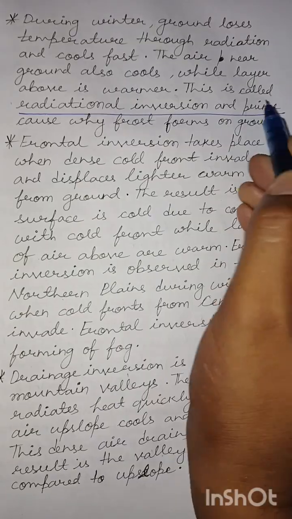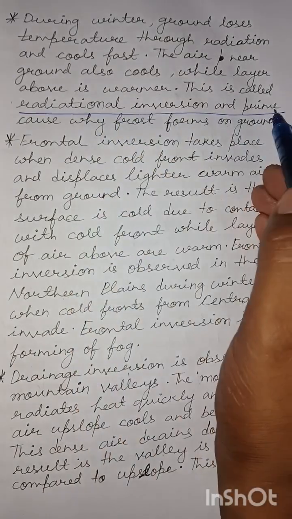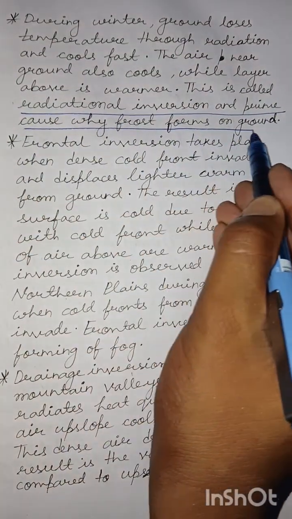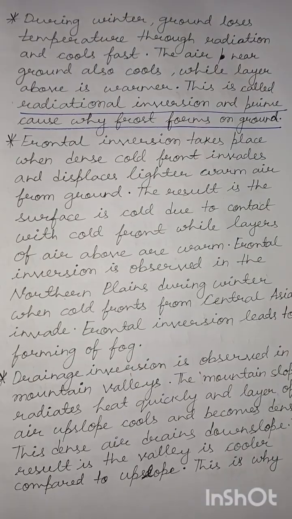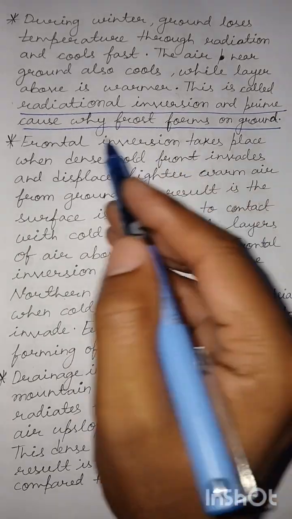As we have seen, the ground radiates heat faster and cools. This is the actual cause of inversion. That is why it is called radiational inversion. And it is the prime cause why frost forms on the ground. You would have observed that during the winters, you would have encountered frost on the vegetation, especially on the leaves. This is mostly due to radiational inversion.